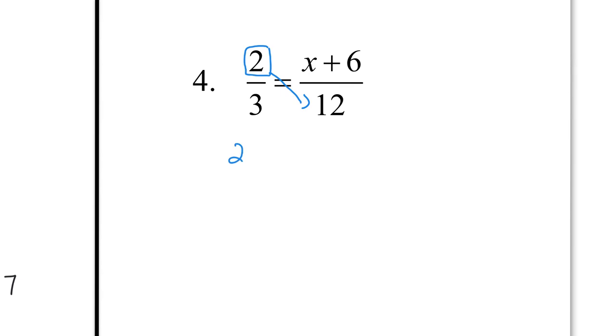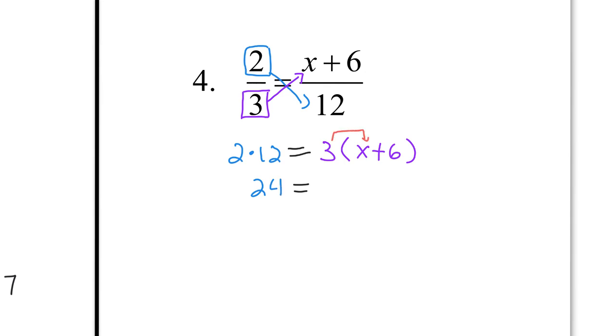So I'm going to have 2 times 12, and then I'm going to bring down the equal sign, and now I'm going to multiply the 3 times the binomial up here, the x plus 6. So you cross multiply. So you have the 3 parentheses, and you put x plus 6 inside of the parentheses. On the left side, let me just bring down the equal sign here. We get 24, 2 times 12, and then I'm going to distribute the 3. 3 times x is 3x. 3 times 6, that's going to be 18, and you solve. So let me bring down the line right here.